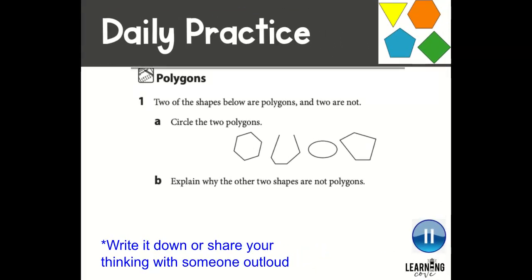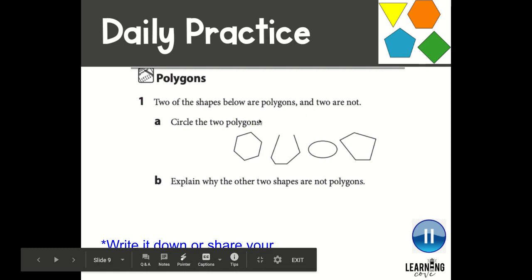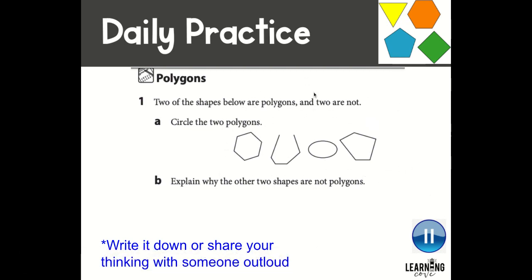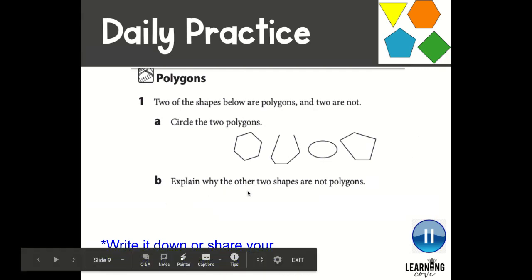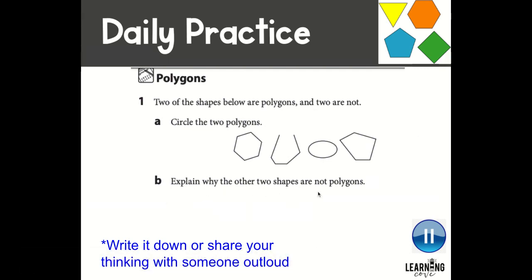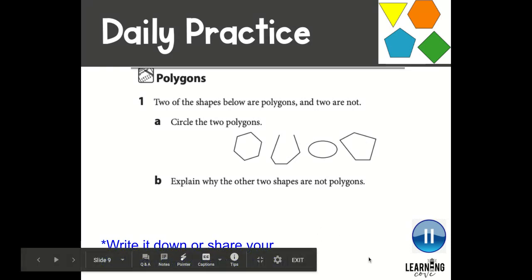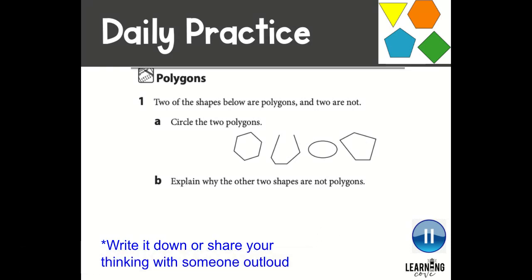Daily practice. So 2 of the shapes below here are polygons and 2 are not. You can't circle, but you can redraw the 2 that are polygons. And then I want you to explain why the other 2 shapes are not polygons. You can write it down or share your thinking with someone out loud. You can pause the video now.